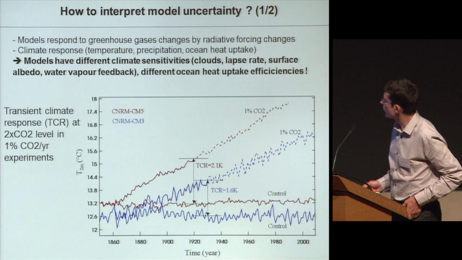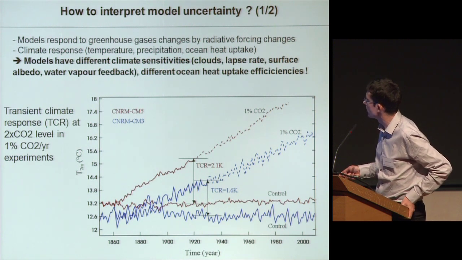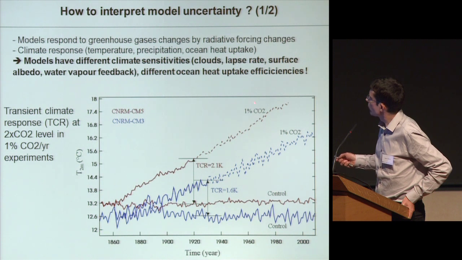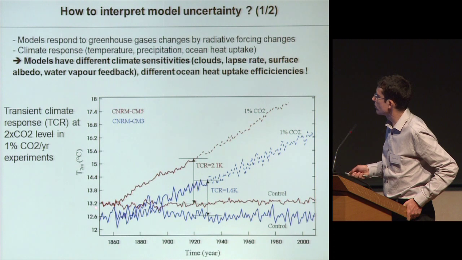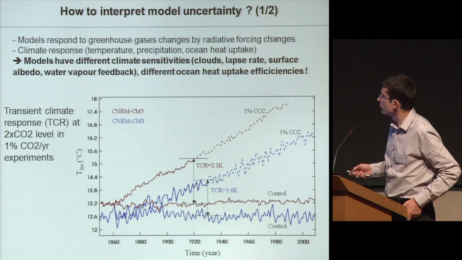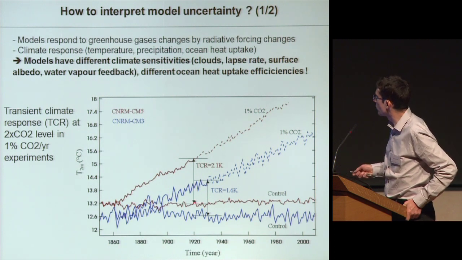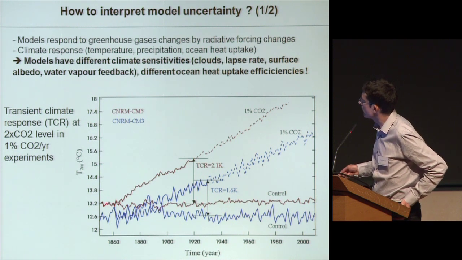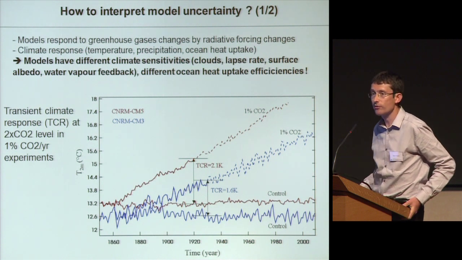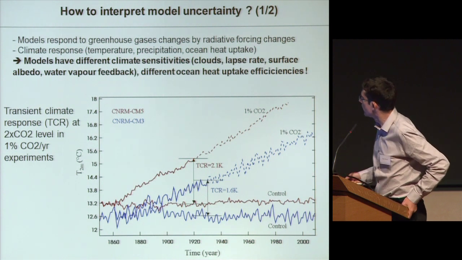A way to measure that, which is quite simple actually, is that we run what we call 1% CO2 experiments. We start from pre-industrial CO2 concentration. So this is a pre-industrial simulation with constant greenhouse gases and forcings. And then in this model, we increase the CO2 concentration by 1% per year until we reach doubling, which means in 70 years we've reached doubling.